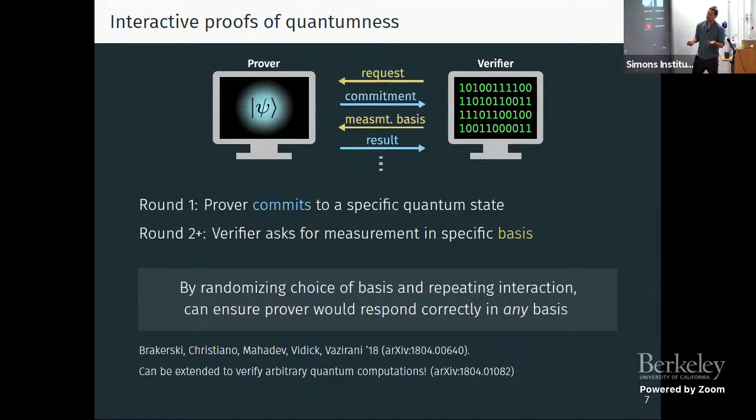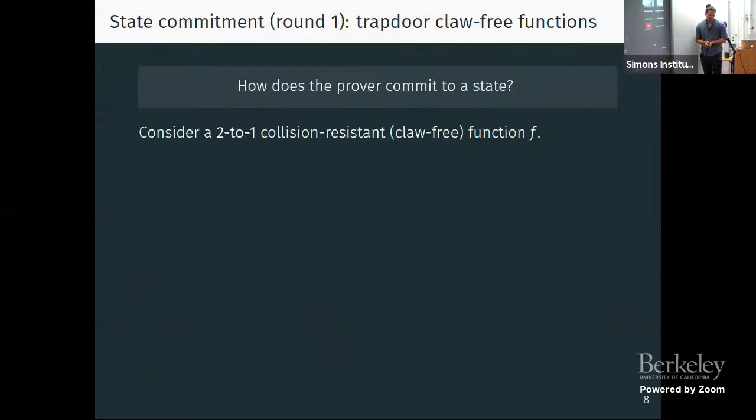This stems out of the first original protocol that Ermila was talking about, which I'll go back over really quickly, just so that we have an idea of where we're starting from. So how does the prover commit to a state? We're going to use this idea from that first paper. You take a 2-to-1 collision resistant or claw-free function. Here, we're considering it as one single function. It's equivalent to say you have two functions, f0 and f1. You can just add the single bit to the front to make it into one function.